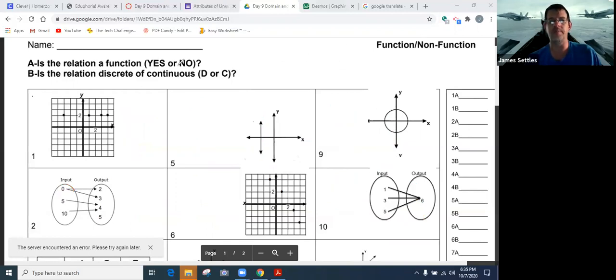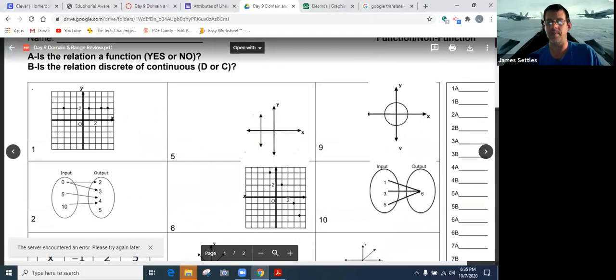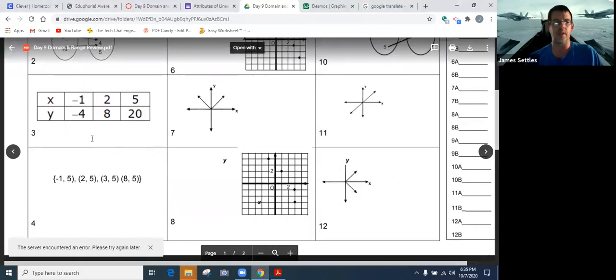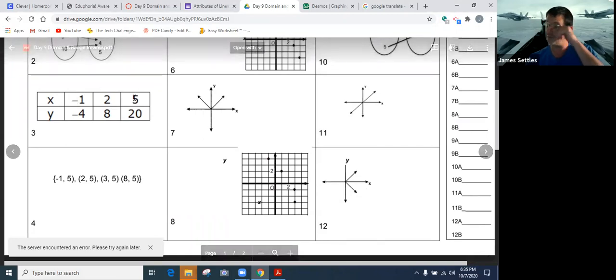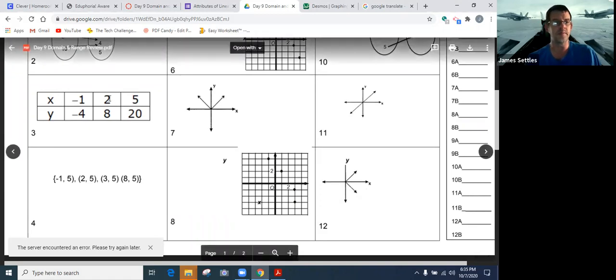All right. So looking at number 3, all the x's are different. So this is a function. And then of course, just list of numbers is discrete. And then here, all the x's are different. So this is a function. And then lists of numbers are discrete.